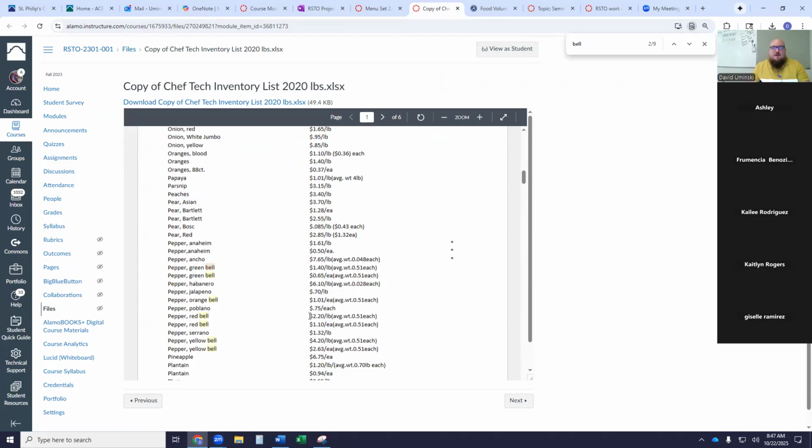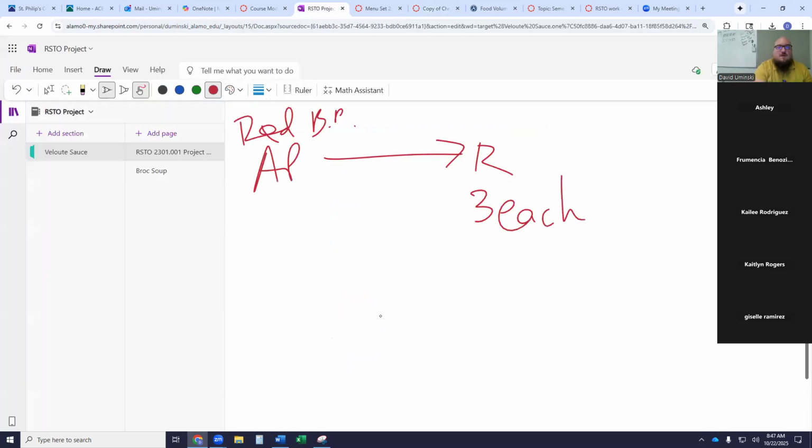So red bell peppers, if I have 2 options, 220 per pound or 110 each, which one would you go for? 110, that's the easiest one, right? Because it matches our recipe unit of 3 each. Okay, and so in this case, we're gonna go with the 110. And then that way our units already match.